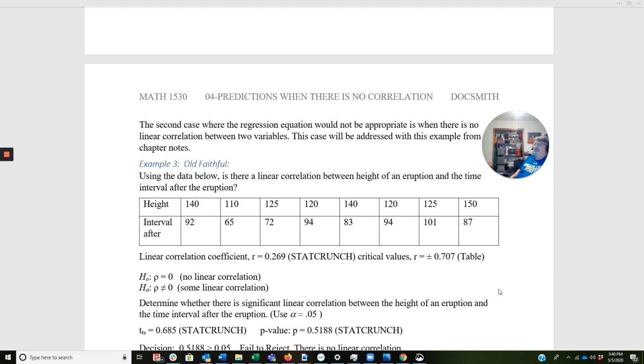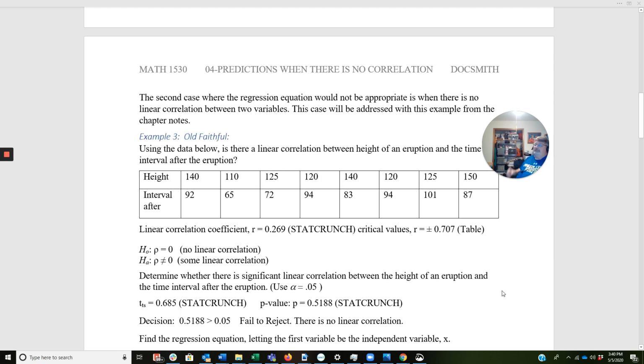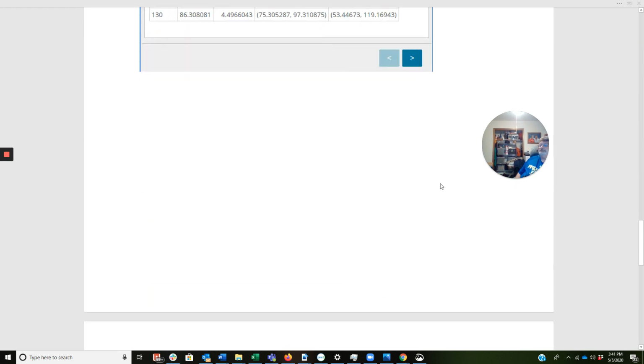I'm going to pull StatCrunch up and show you where I entered all this, and we're going to run it in StatCrunch. But here's what we're going to find. When we run StatCrunch on this, we get an r value of 0.269. Already I'm looking at this saying we don't have linear correlation. The critical r values come from the table, and by the way, I've provided the table in this set of notes. It is on the last page. But let's go down and see where that came from.